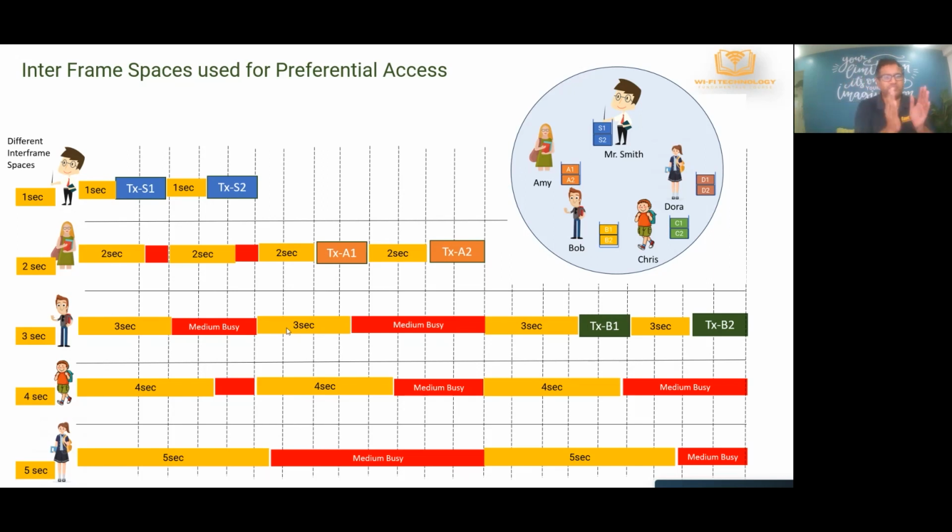If the interframe space is shorter, which means that you have to see the medium free for only a shorter amount of time, which means that statistically you get preferential access. It's not deterministic. I'll explain why it is not deterministic, but for now assume it is deterministic, for simplicity purposes, you get preferential access, right? And that is the concept of interframe spaces, and this is how you use interframe spaces to create priority on the link.